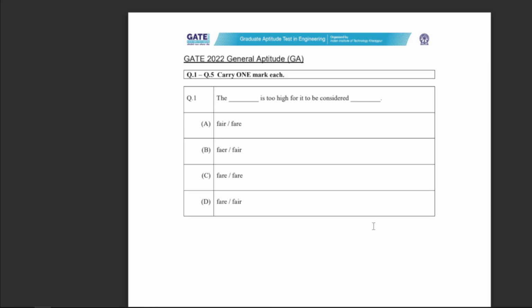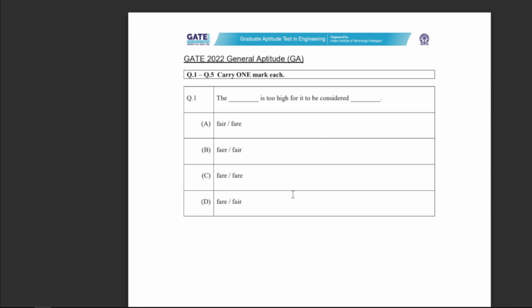So let's start with the 2022 GATE CS questions, right? We will do them one by one. Let's say first is 22, then 21, then 20, and so on and so forth, right? So I'll mark the answer. You can note them down too.